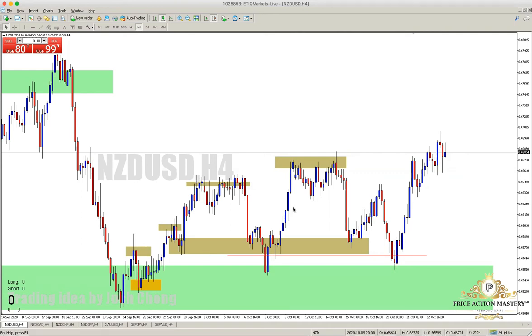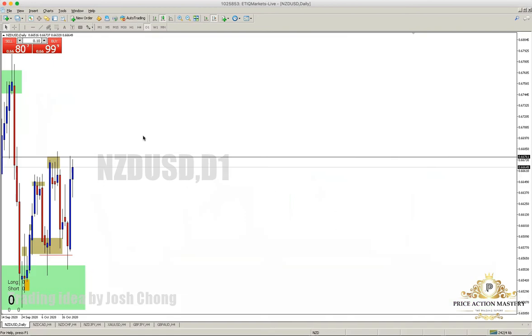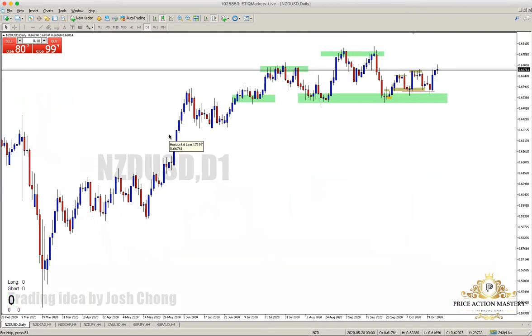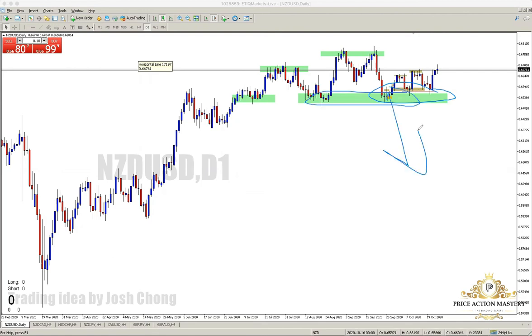For the New Zealand dollar, let me look into the higher time frame. In the higher time frame, the market is still in an uptrend. As long as the market breaks this area, then we can see a downtrend, but now we haven't seen one. So we can see the market wanting to climb until around this area, and then we can see a drop.